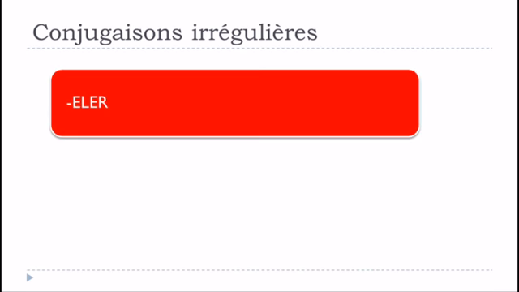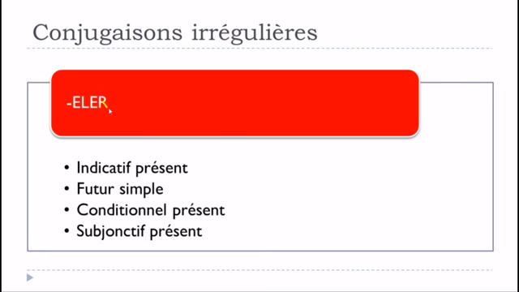Okay, so remember that if we're talking about these verbs, so the verbs of the first group ending with E, L, E, R, the following tenses will be modified. So indicatif présent, futur simple, conditionnel présent, and then subjonctif présent.